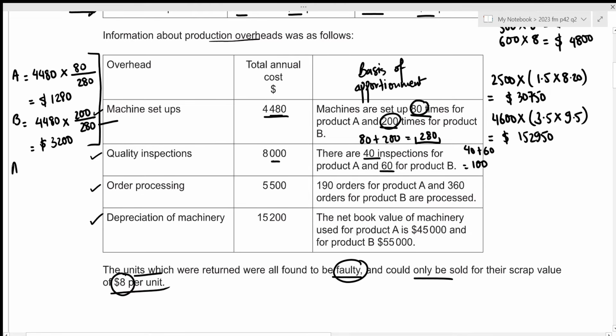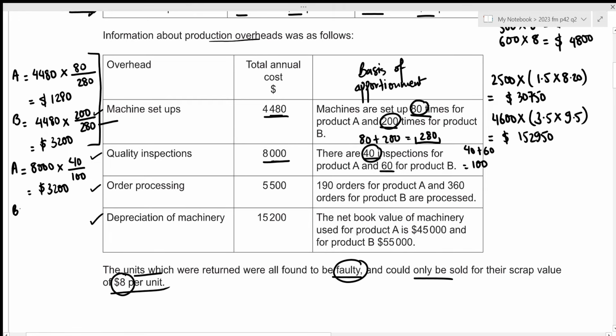Let's figure out the apportionment towards product A. We start with our total cost, which is 8,000. And the number of inspections for product A was 40 out of the total inspection of 100. This gives the quality inspection cost towards product A to be 3,200.